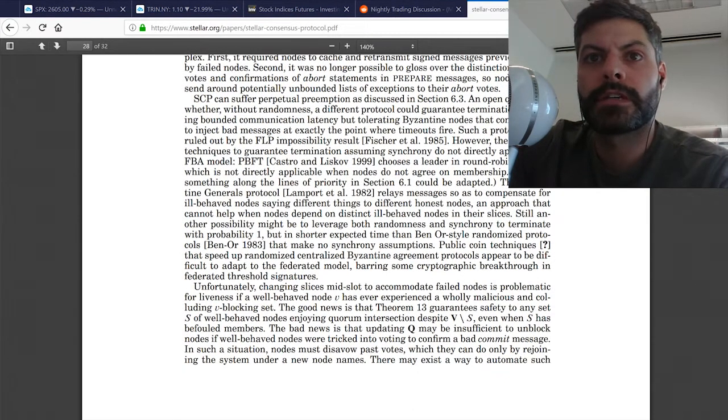Unfortunately, changing slices mid-slot to accommodate failed nodes is problematic for liveness if a well-behaved node V has ever experienced a wholly malicious and colluding V-blocking set. The good news is that Theorem 13 guarantees safety to any set S of well-behaved nodes enjoying quorum intersection, despite V is a set difference of S, even when S has befouled members. The bad news is that updating Q may be insufficient to unblock nodes if well-behaved nodes were tricked into voting to confirm a bad commit message.